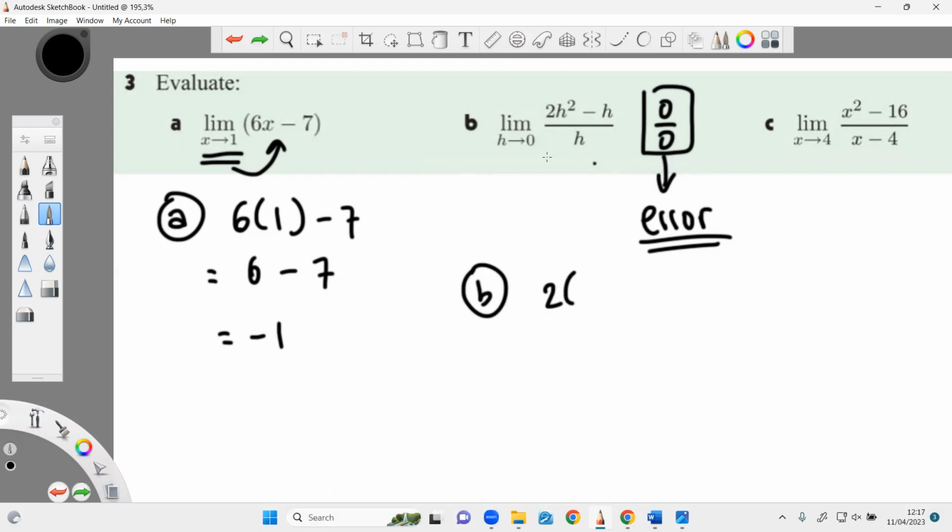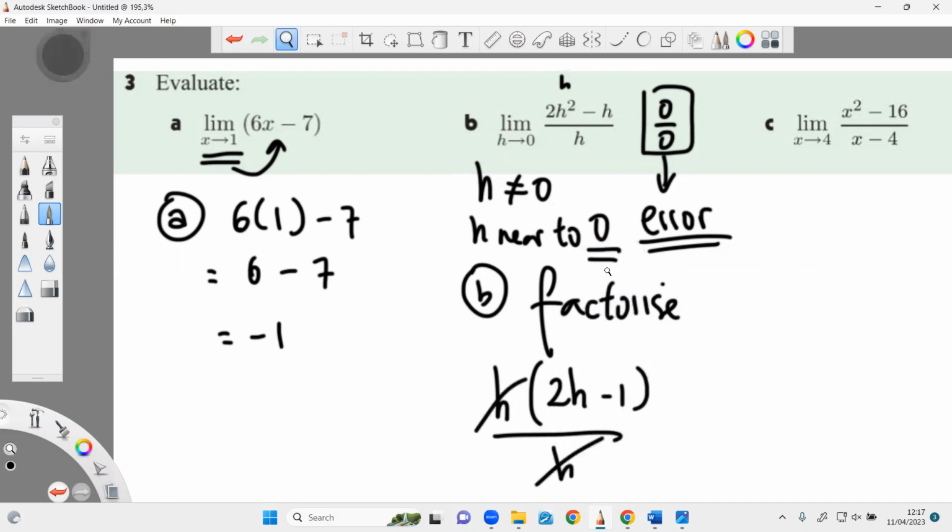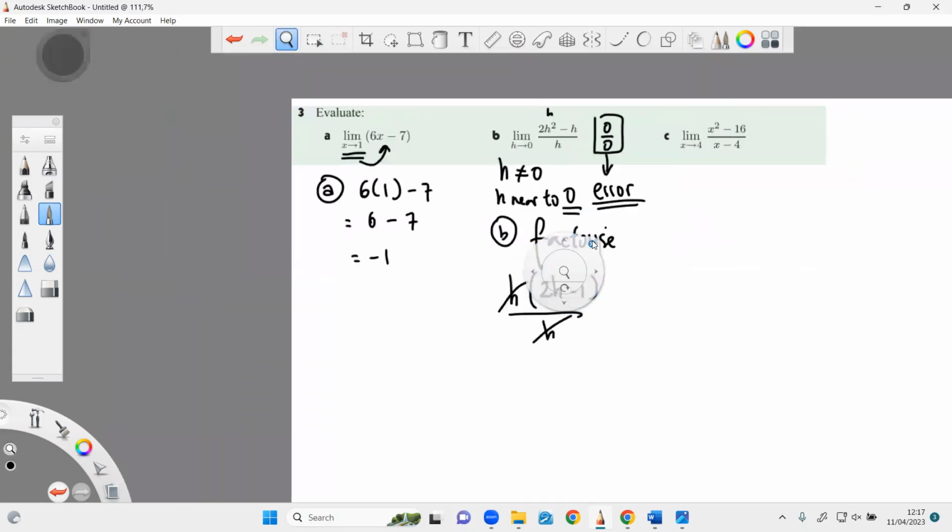Why? Because actually h is not equal to 0, but h is near. So there will be a specific value. So you can do the factorization. If you factorize this, you can get rid of h. So 2h subtract 1 over h. You cross out the h, then you can insert h equals 0. Okay, and we get -1.